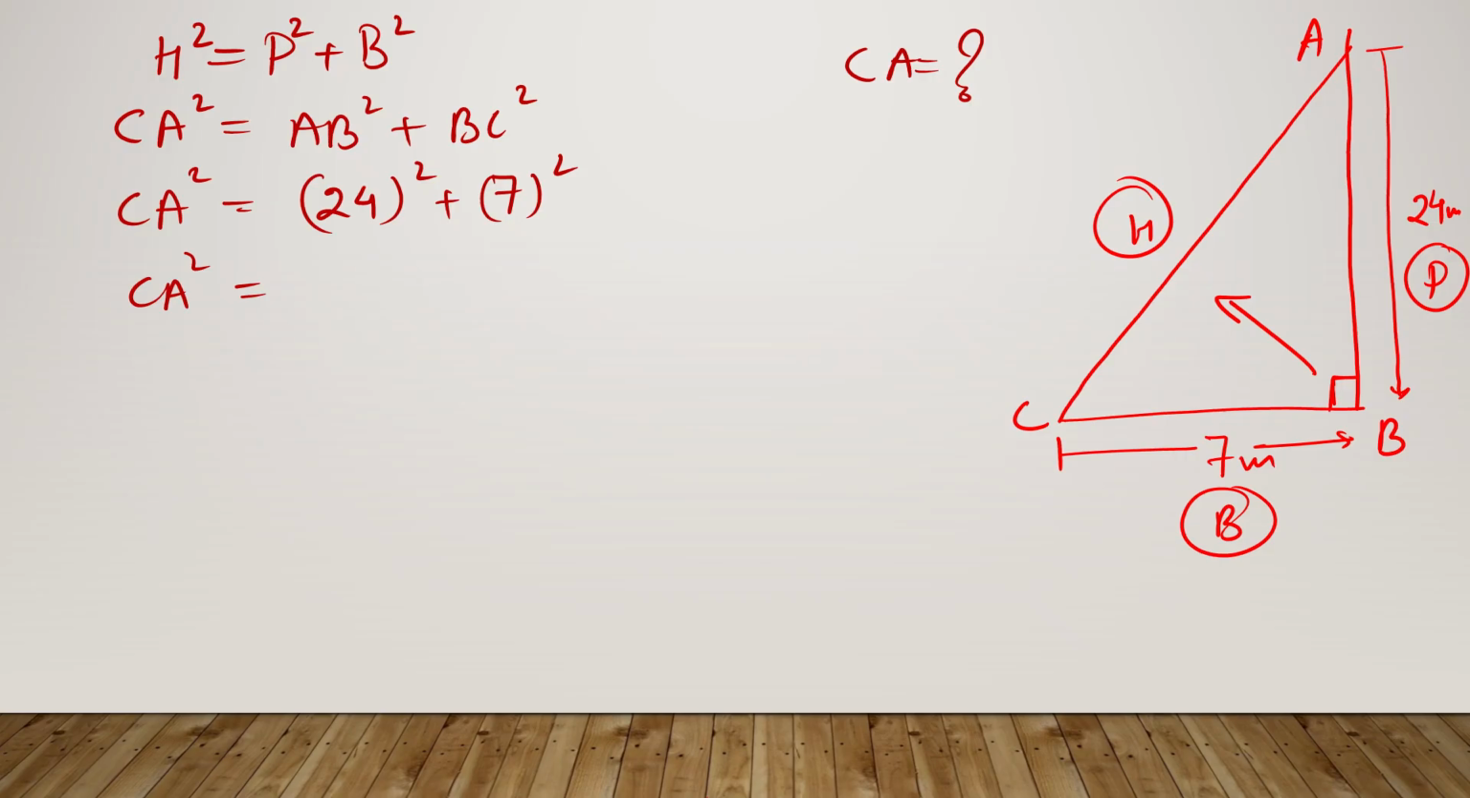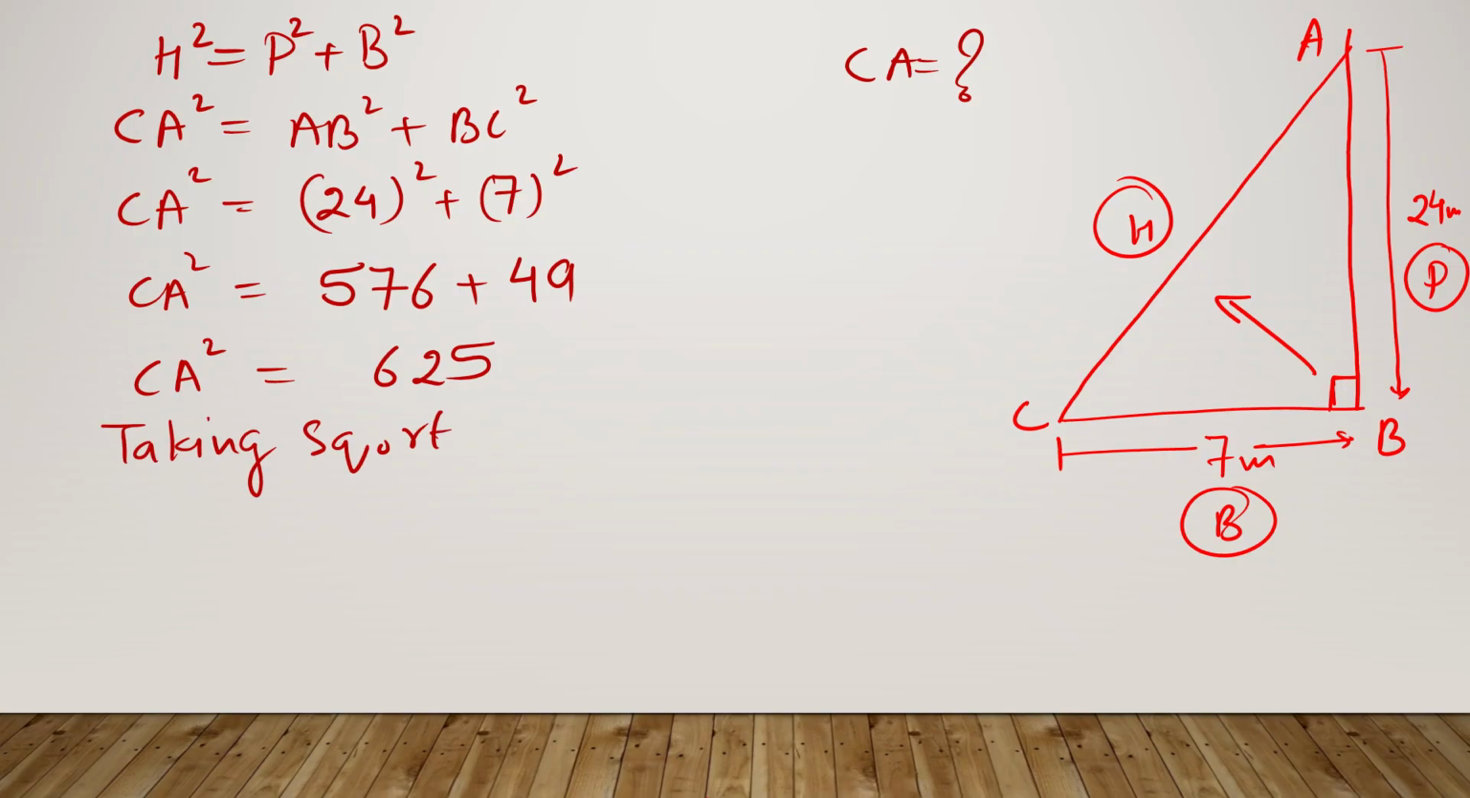It would be better if you learn the squares and cubes of numbers up to 25 or up to 30. The more you learn, the better. So the square of 24 will be 576, and the square of 7 will be 49, and the square of CA will be equal to 625.